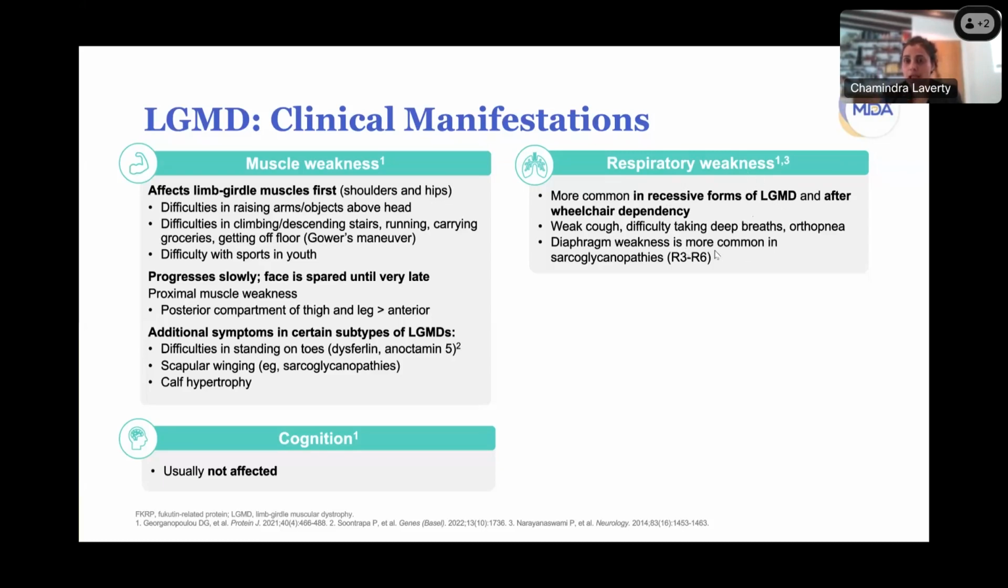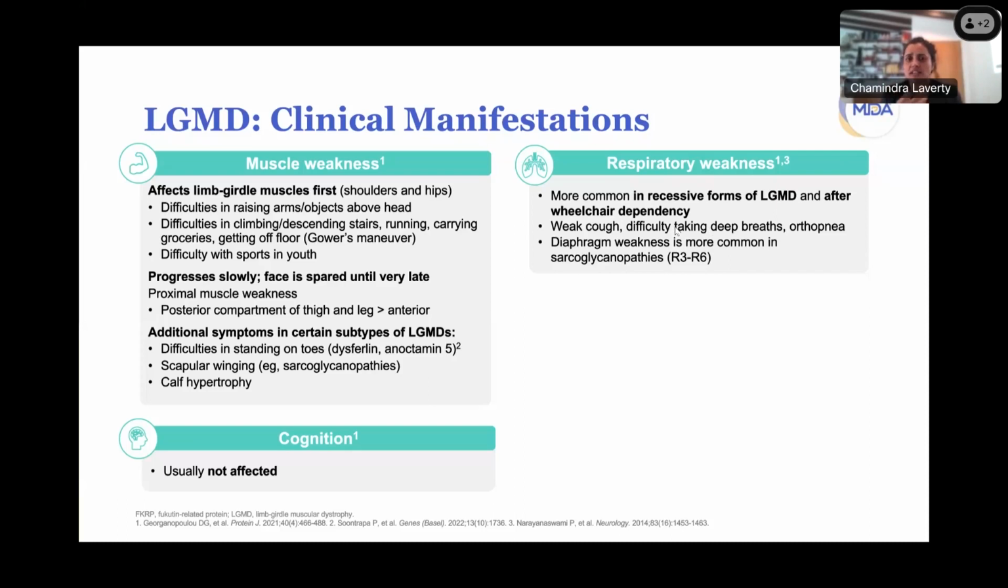Diaphragmatic weakness often happens especially in the sarcoglycanopathies, the R3 through 6, and this can often be assessed on a PFT, especially if your center can do sitting and supine PFTs that can actually show you the degree of diaphragmatic weakness.